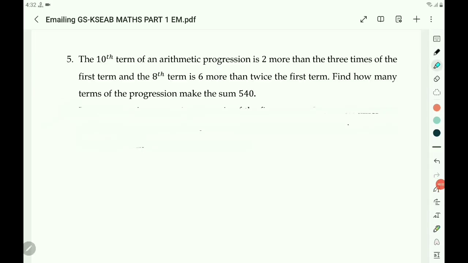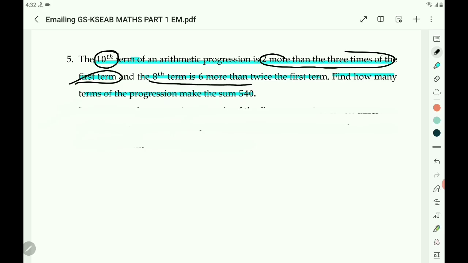Fifth question. The 10th term of an arithmetic progression is 2 more than the 3 times of the first term, and the 8th term is 6 more than twice the first term. Find how many terms of the progression make the sum 540. Here it is given that 10th term is 2 more than the 3 times the first term, and 8th term is 6 more than twice the first term. Find how many terms of the progression makes the sum 540.